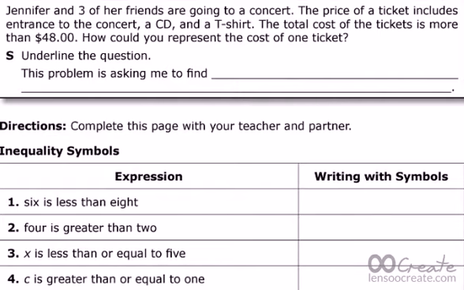First thing we have to do is underline the question. The next thing we have to do is finish the statement that says, this problem is asking me to find. Take a minute right now and do that in your book. You should have underlined, how could you represent the cost of one ticket? And then the problem is asking me to find a way to represent the cost of one ticket.